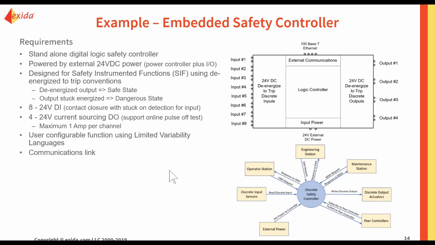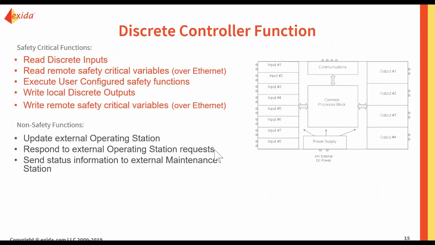There's a requirement that it's user configurable using limited variability languages and a communications link to provide communications with operator station, engineering station, maintenance station, or peer controllers. Now that peer controllers box down there in the lower right-hand side is important because that does tell us that safety critical variables need to be sent over the communications network. And so we'll have to deal with that in our design.